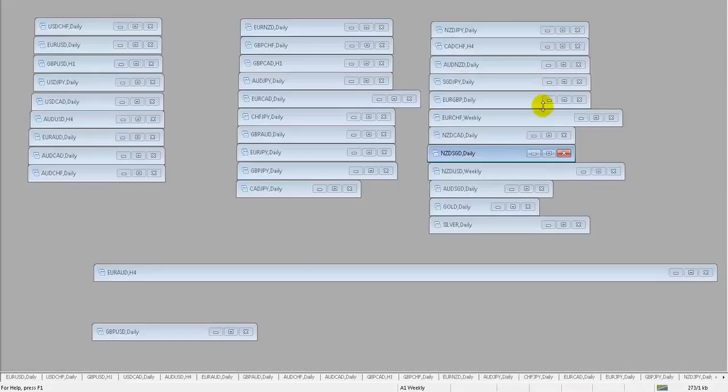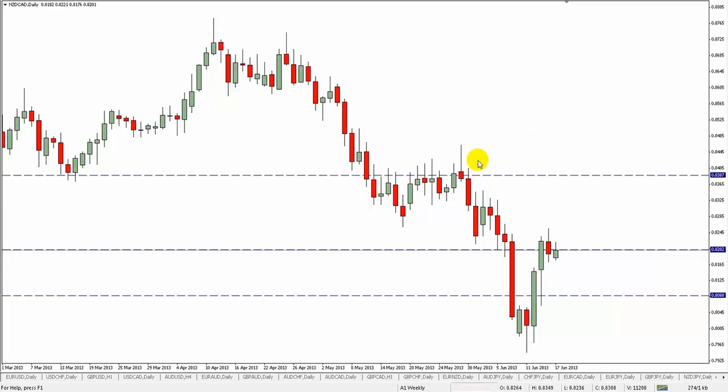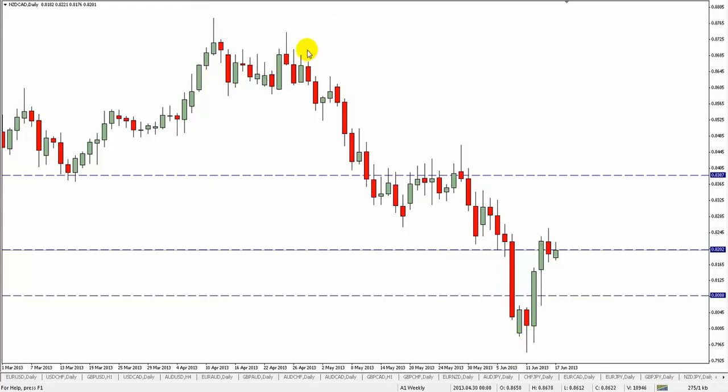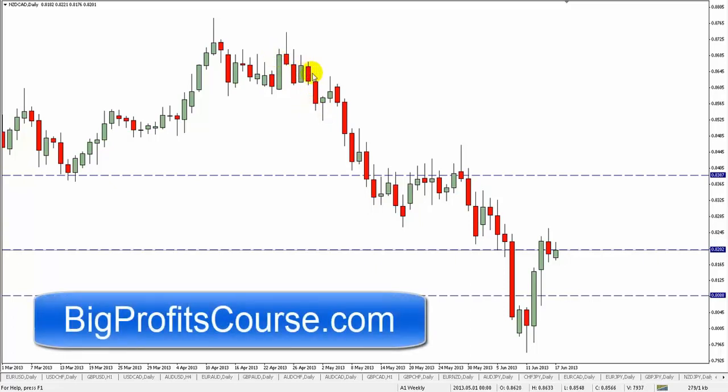let's see if we can find a pair that's got, okay, here's the New Zealand Canadian dollar. Probably not the most traded pair, but what we see here is that the market went down, I don't know, about 826 pips. And as it was going down, it did the typical thing that you see a market do during a nice developing trend. And that is that the down moves were strong and the up moves were weak.